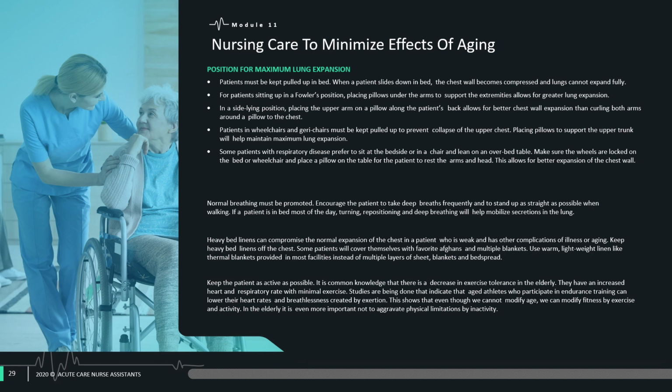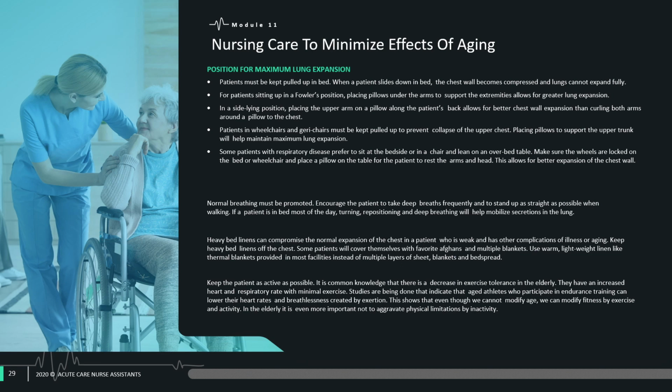Some patients with respiratory disease prefer to sit at the bedside or in a chair, or lean over a bed table. Make sure that the wheels are locked on the bed or wheelchair and place a pillow on the table for the patient to rest the arms and head. This allows for better expansion of the chest wall.